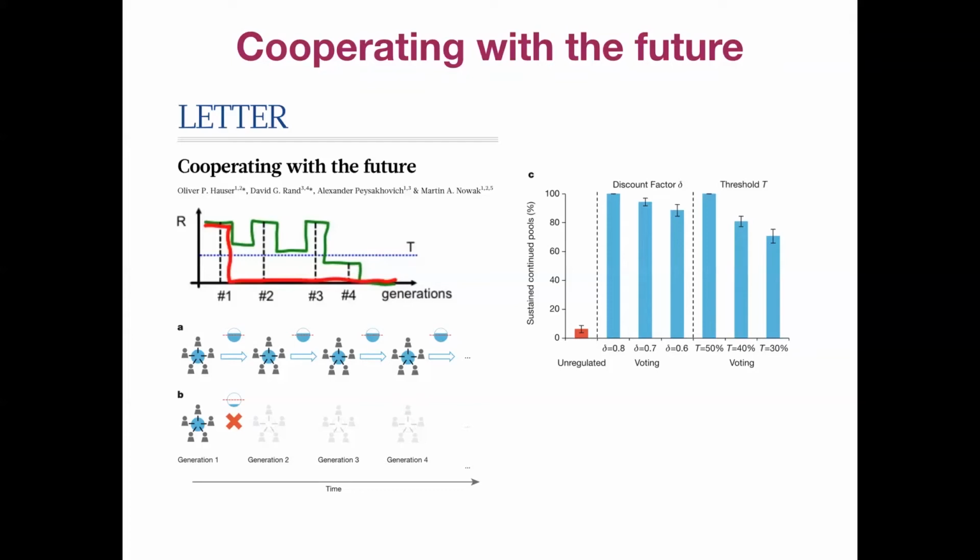Okay, so the first group was basically taking everything, but through a mechanism of voting and deciding and excluding potential defectors from the community, they found that there was a very high, sustained pool of resources. I can say here in the graph, independently of the discount factor, that is how the resources decrease in quality generation by generation, or even the threshold level of critical usage.